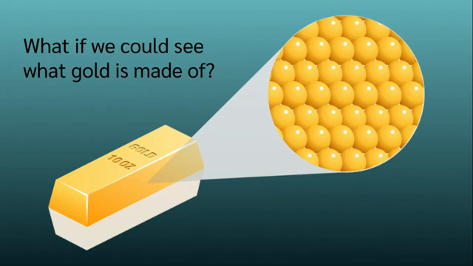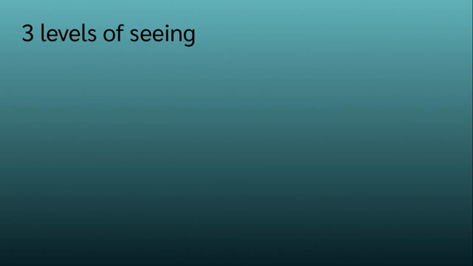All right. So here is a picture of a gold bar, and I want you to imagine what we would see if we could zoom in on that gold bar and actually see what it's made of. Okay, so for today, there are three words that I'm trying to teach you, and they represent the three ways that you can look at something, or three levels of seeing something.